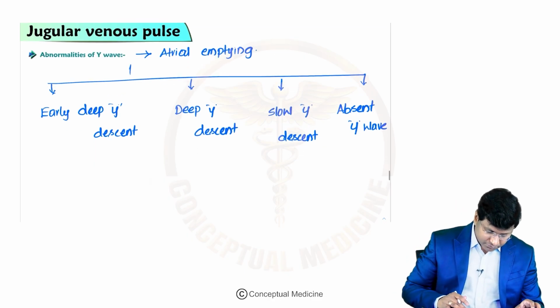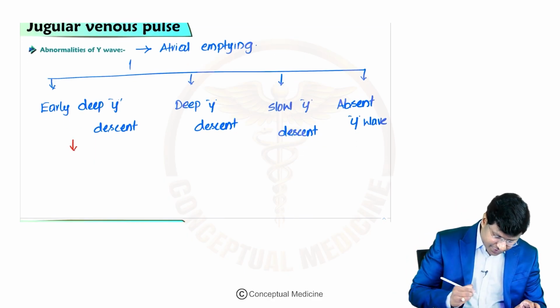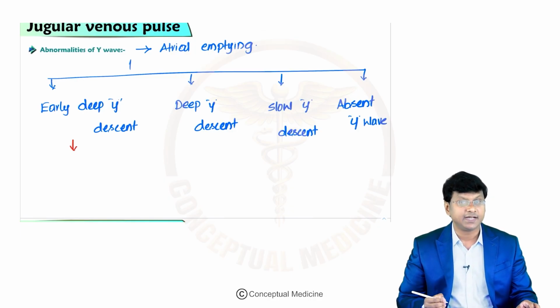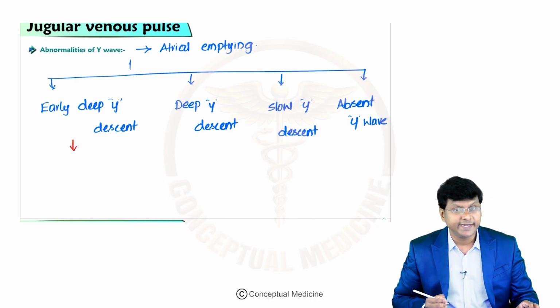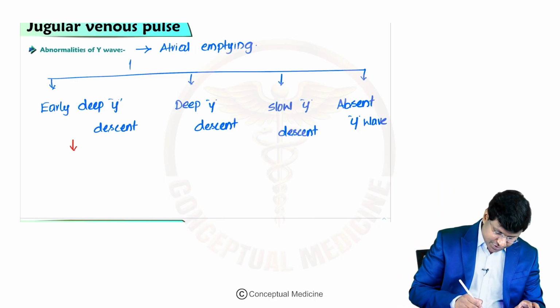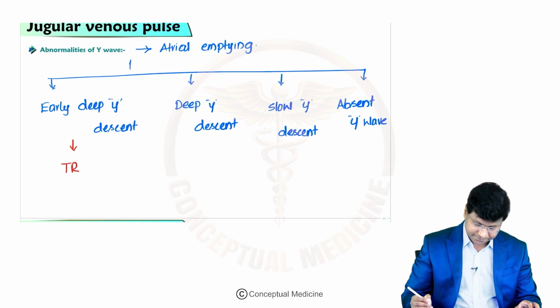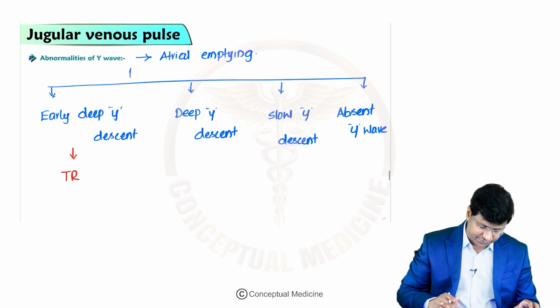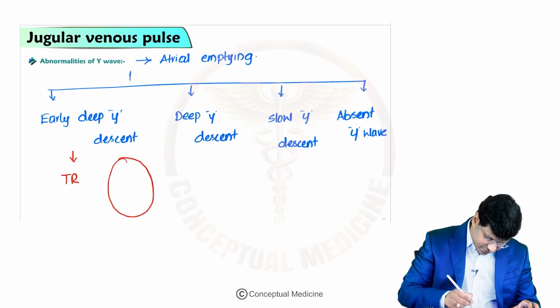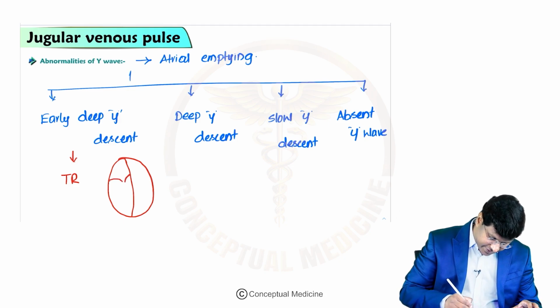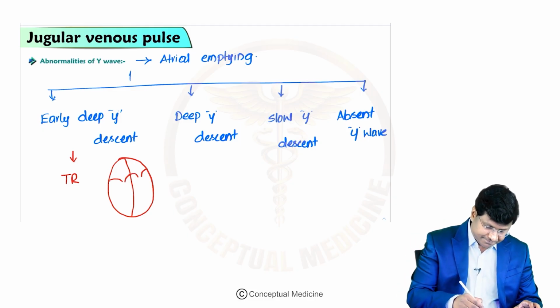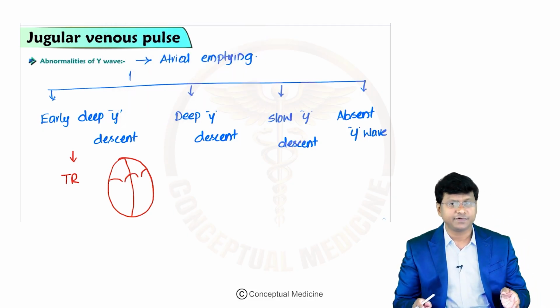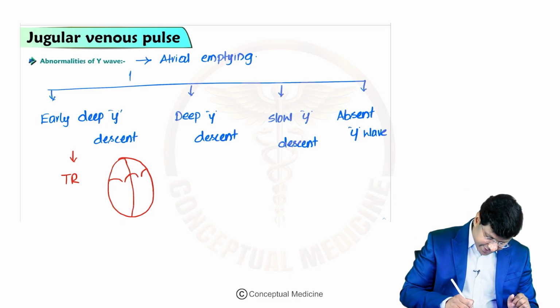So take the condition where you have the early deep Y descent. You will have that in patients with tricuspid regurgitation. Now why do you have that early deep Y descent in tricuspid regurgitation? If you see this four-chambered heart, this will be the right atrium and right ventricle, and then left atrium and left ventricle.